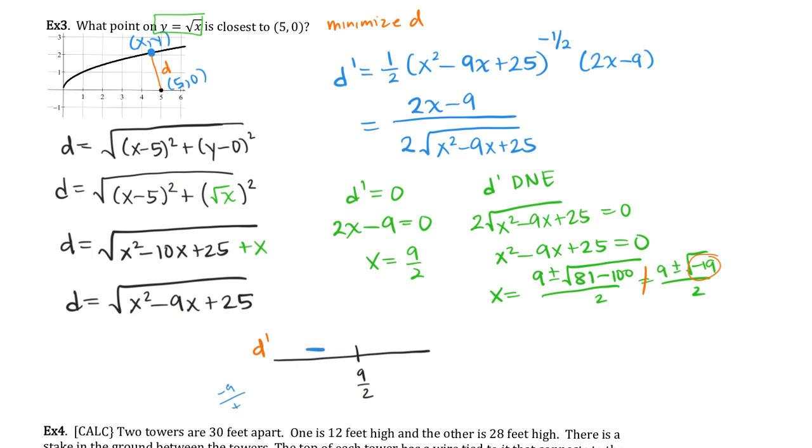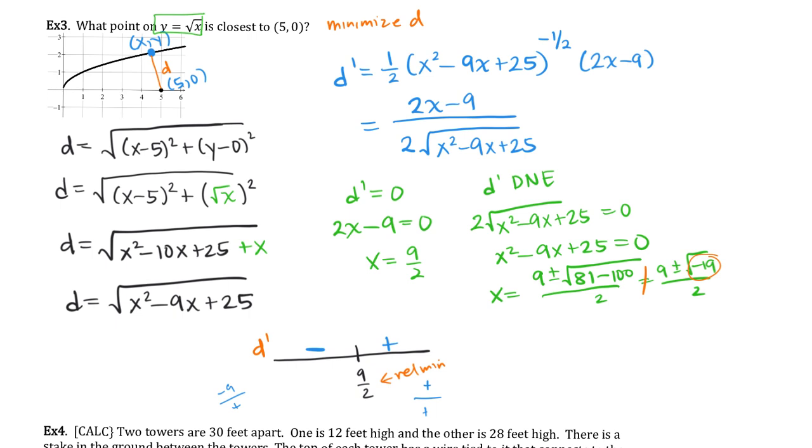Let's plug in a number higher than 9/2. How about 10? 20 minus 9 is positive. On the bottom, if I plug in 10, that's 100 minus 90 plus 25, that's positive. That's positive. Okay, since d prime changes from negative to positive, this is proving that there is a relative minimum. If they asked me to justify it, I would say there's a relative minimum at x equals 9/2 because d prime changed from negative to positive.